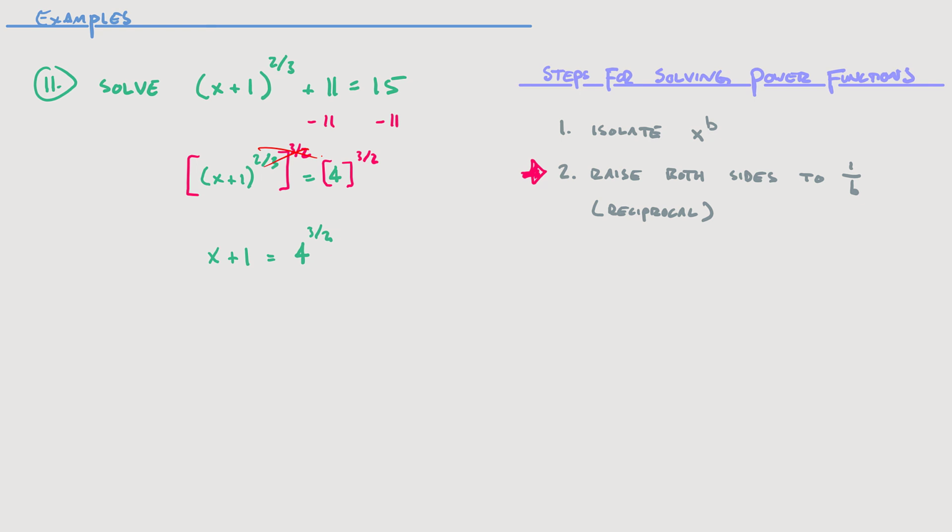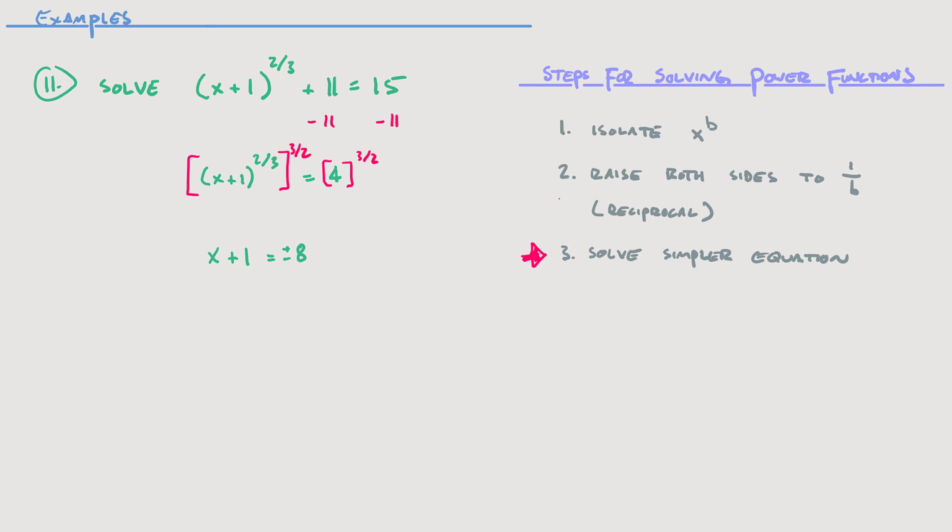And then 4 to the 3/2 is something we don't need a calculator for. It's the same as the square root of 4 cubed. The square root of 4 being plus or minus 2, and then plus or minus 2 cubed being plus or minus 8. Now, you'll notice we're actually out of steps here, so we need to add another one.